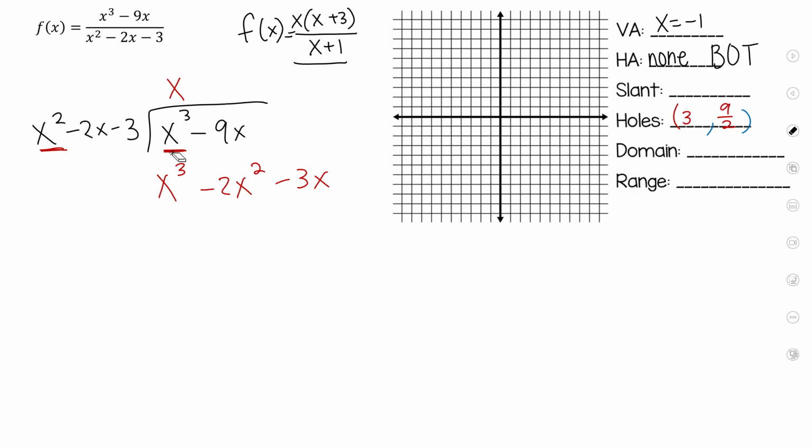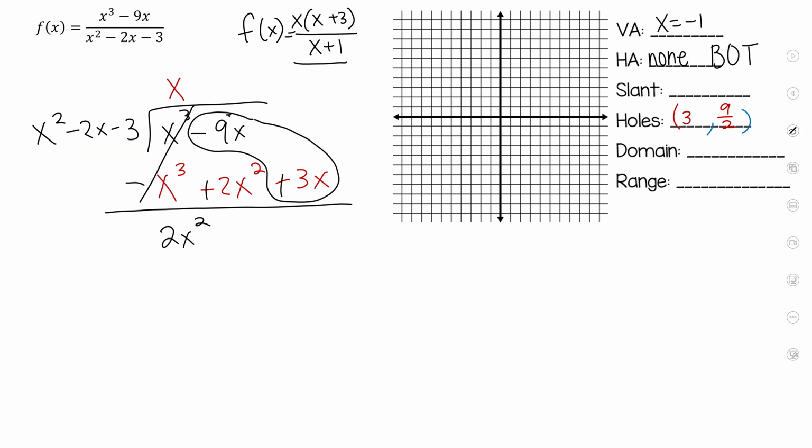Now we are going to change these signs. This will become negative, positive, positive. Those cancel out. Can these combine? No. Do these combine? No. So I'm just going to bring down the 2x squared. That doesn't combine with anything. But these combine. What's negative 9x plus 3x? Negative 6x. Okay. Now we start again.